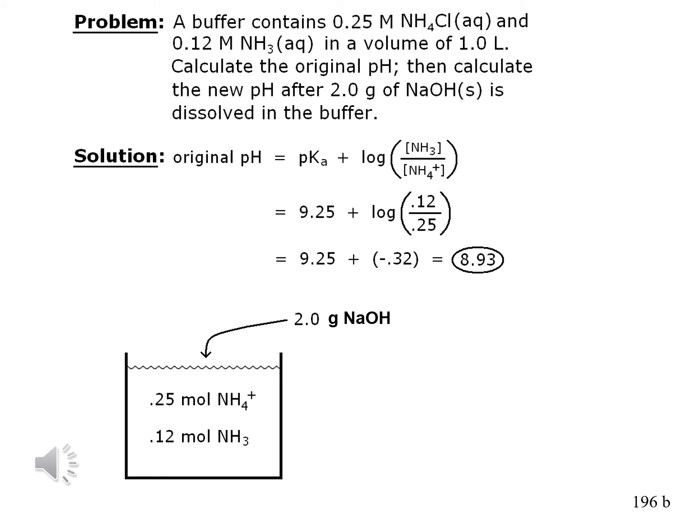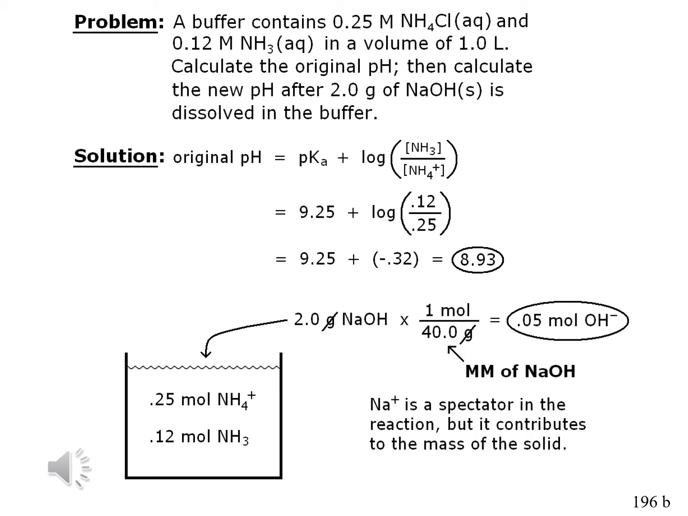The grams doesn't help because the problem comes in moles. We have to convert it to moles. In analytical chemistry, everybody likes sodium hydroxide because the molar mass is exactly 40: 1 sodium, 1 O, and 1 H. And so if you divide, we're actually adding 0.05 mole of OH. Even though sodium is going to be a spectator when you get it in the solution, you have to include it in the mass because it's part of the crystals.